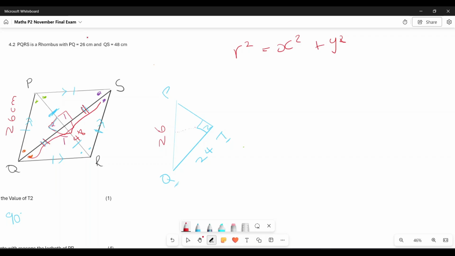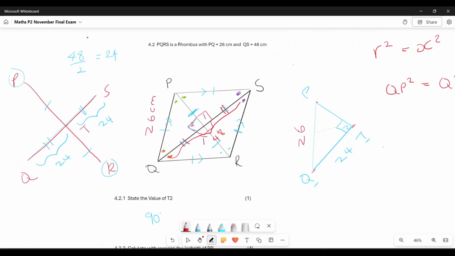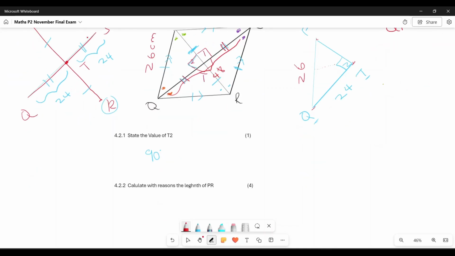In this instance, R squared is going to be QP. Now, this is equal to X squared. Our adjacent is QT. And our opposite, which is your y, is PT. Remember, we're trying to find the length from P to T. And after we find the length from P up until T, we know that PT is equal to TR. Therefore, adding these two, we're going to find the length of PR, right?